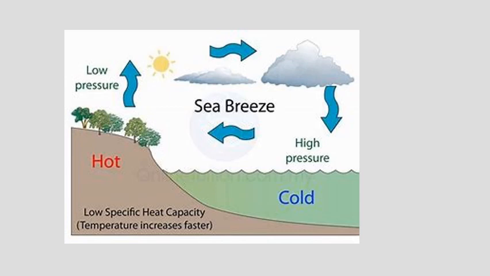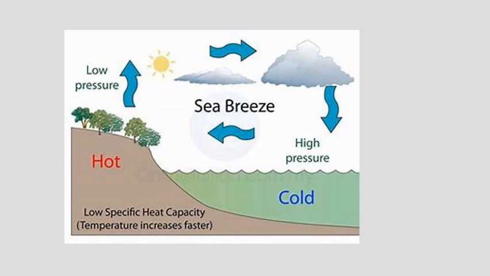During the daytime, the land gets intensely heated. Alright, so because it has lower specific heat capacity, it heats up faster. Therefore, when the temperature is high, the air above it also becomes warm, which makes the air less dense, so the air starts to rise, resulting in low pressure.